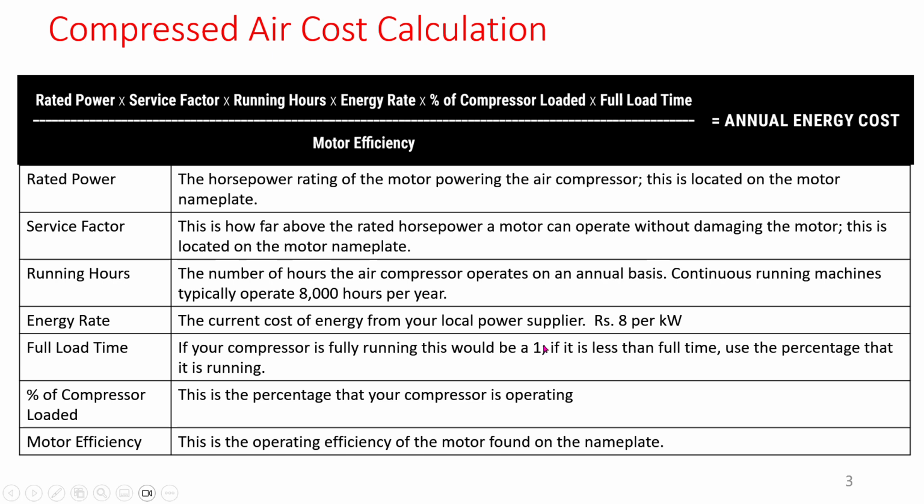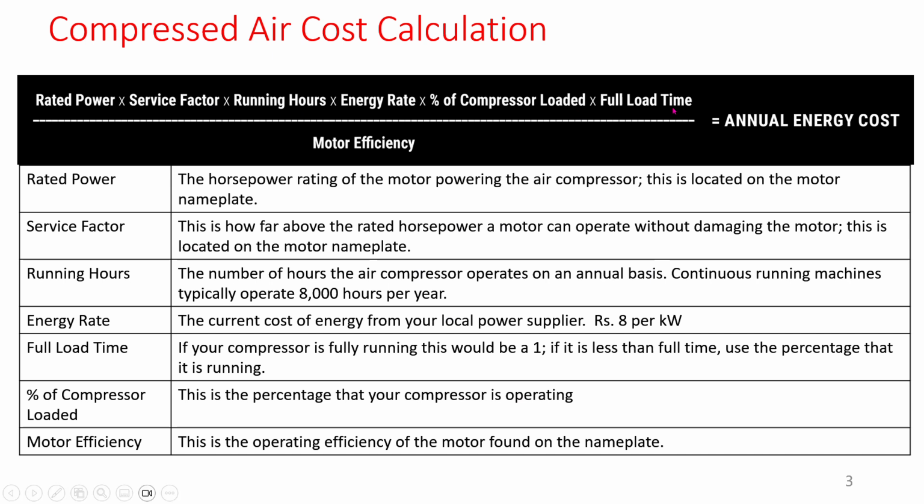Now we will find out the cost. How will we find the cost? Rated power we get from the nameplate of the motor. The service factor is also written on the motor nameplate. Running hours is how many hours per annum it runs continuously. Energy rate is the cost of the energy. And percentage of compressor loaded is how much of the time the compressor was fully loaded, or offloaded or partially loaded.